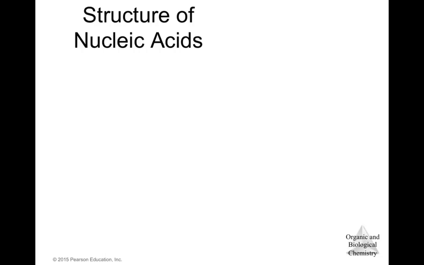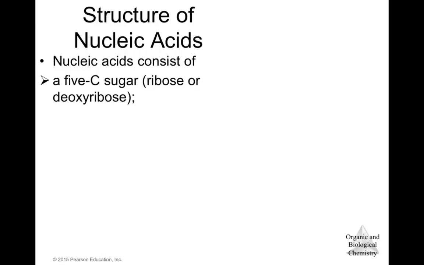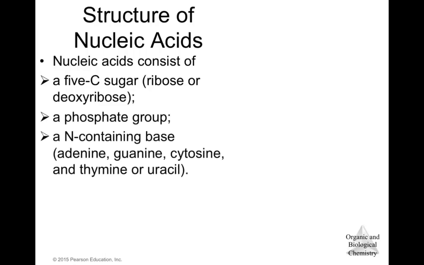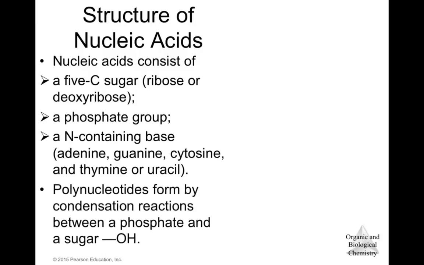So what about the structure of the nucleic acids? This consists of three parts. The first one is a 5-carbon sugar, also known as ribose or deoxyribose, a phosphate group, and a nitrogen-containing base. These are called adenine, guanine, cytosine, and thymine, or uracil. So we have 5 different bases that can be used to create the nucleic acids. And the polynucleotides form by condensation reaction between a phosphate and a sugar OH.